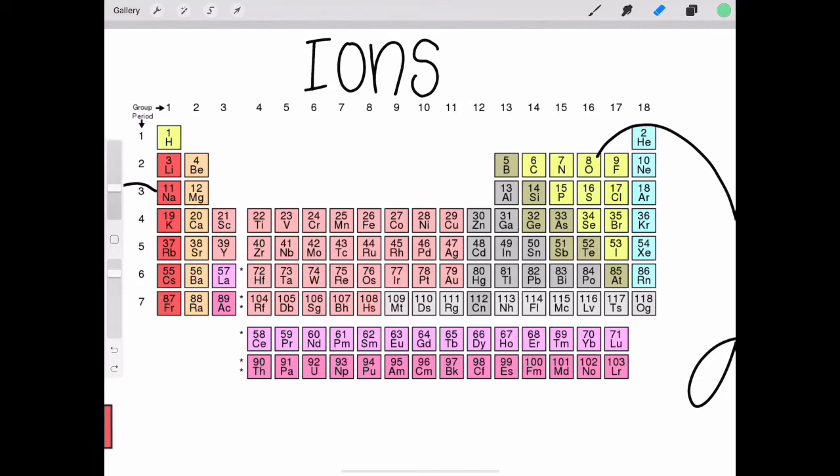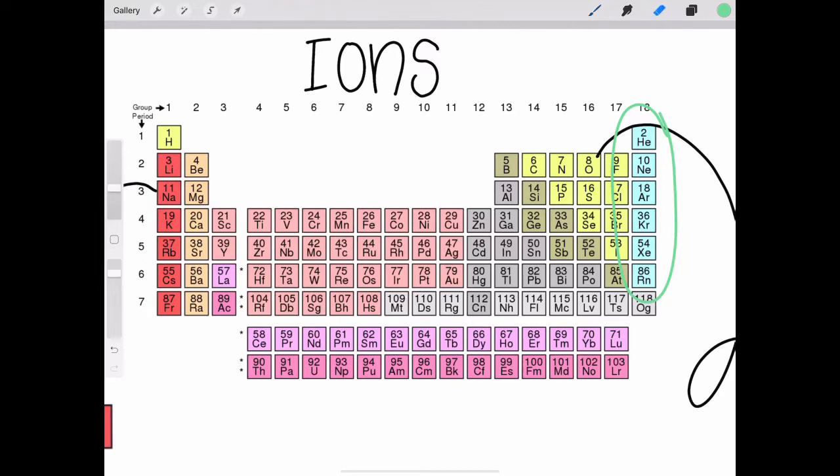To have a look at how ions are formed today. So if we start off by thinking of the noble gases, so we are over here. We know that they're very unreactive, and that's because their outer electron shell is full.